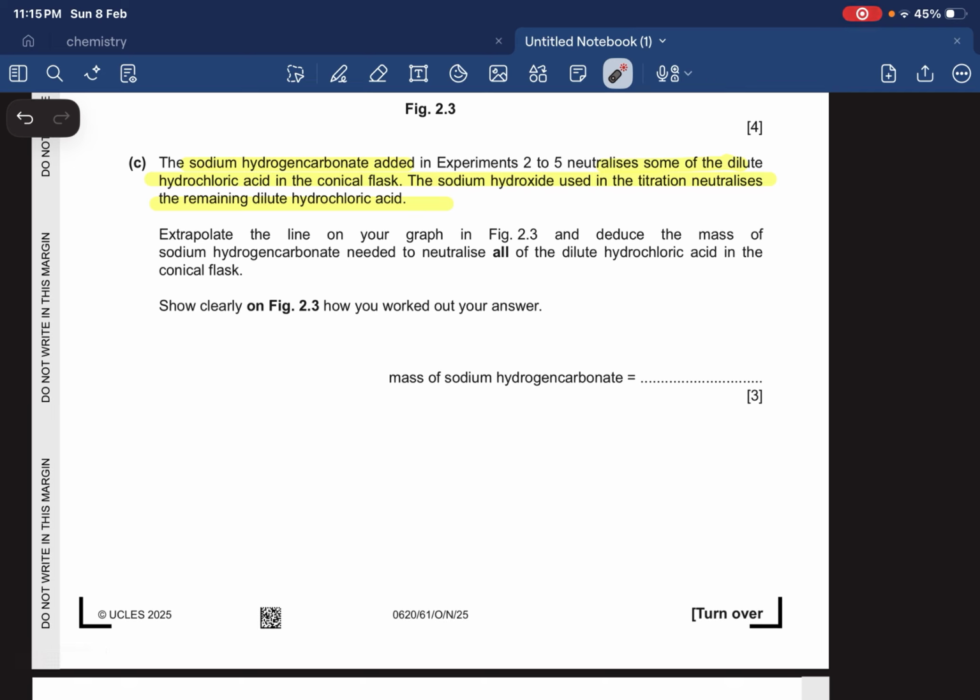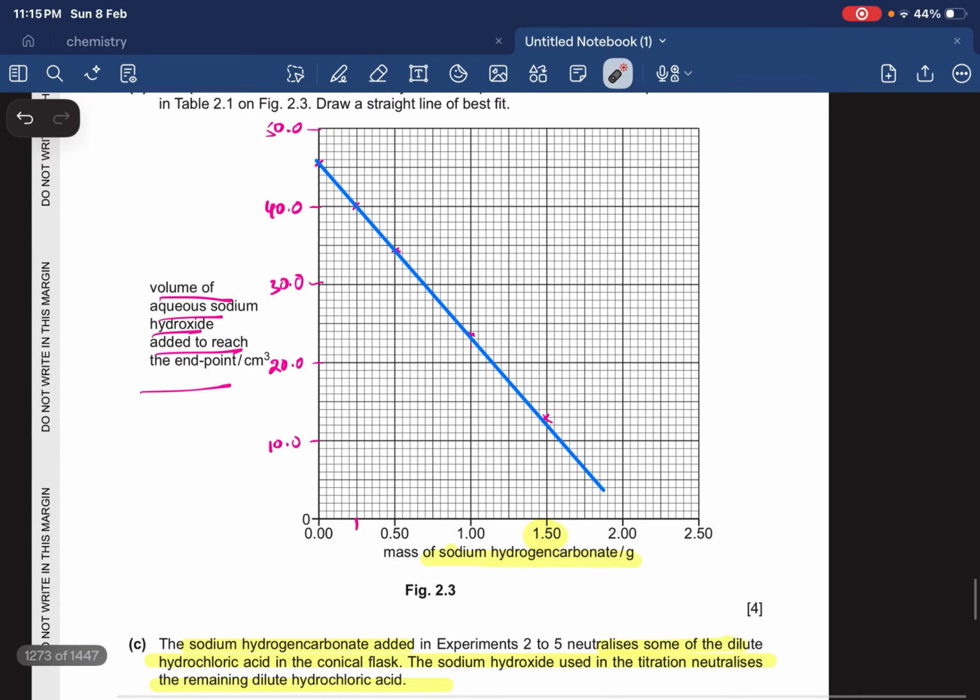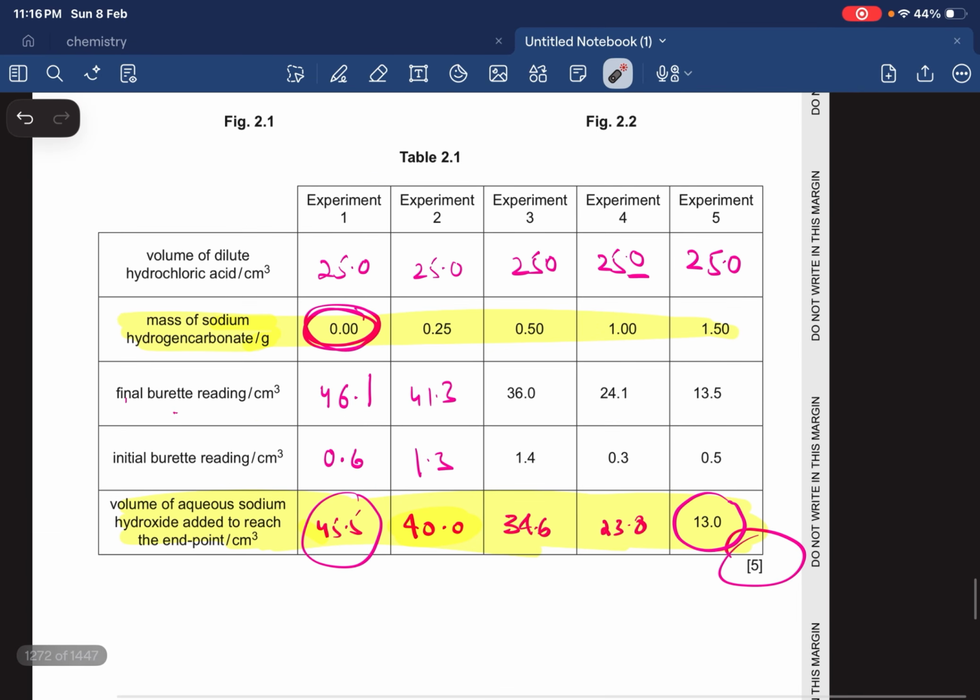Extrapolate the line on your graph in figure 2.3 and deduce the mass of sodium hydrogen carbonate needed to neutralize all the dilute hydrochloric acid in the conical flask. Okay, so we need to find the mass that's going to neutralize all the acid. We have 25 of acid that is neutralized by 45.5 of aqueous sodium hydroxide.